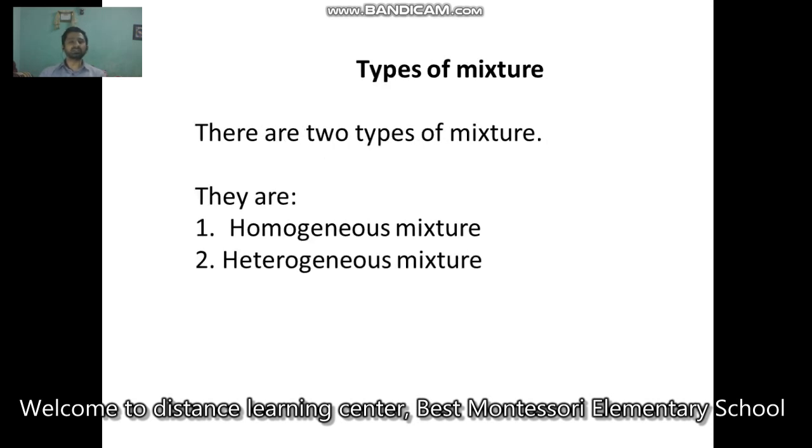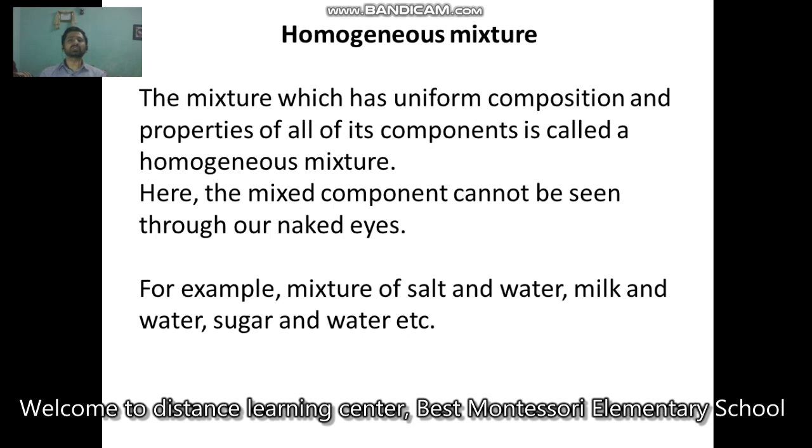On the basis of how the components are mixed, there are 2 types of mixtures. The first one is homogeneous and the second one is heterogeneous mixture. Now what is a homogeneous mixture? The composition and properties of all the components are the same, they are uniform. Or simply we can say it is the type of mixture where we cannot see the components with our naked eye.